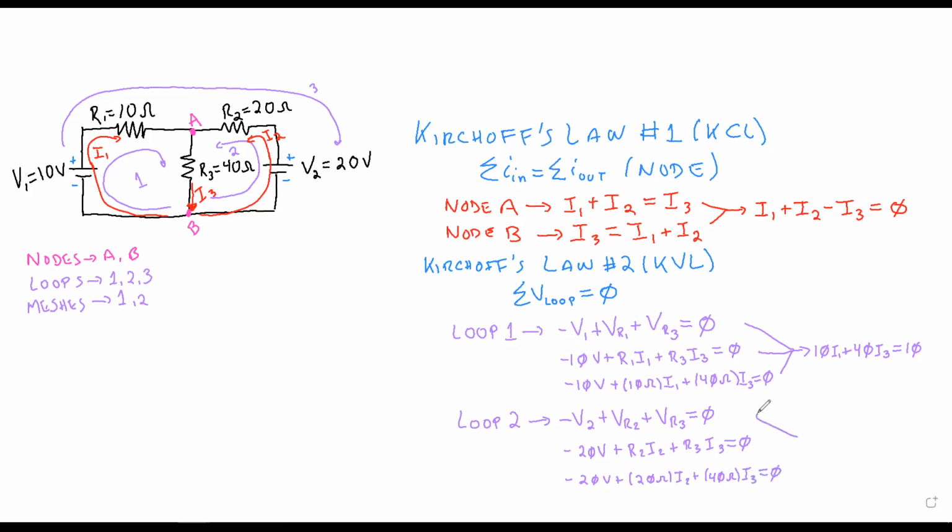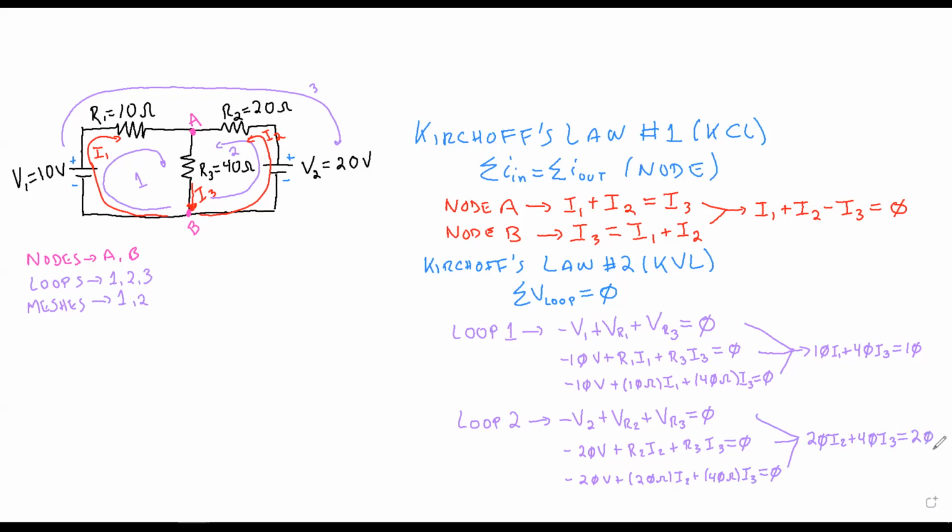And organizing these, in the end, I'm going to have 20 I2 plus 40 I3 equals 20.